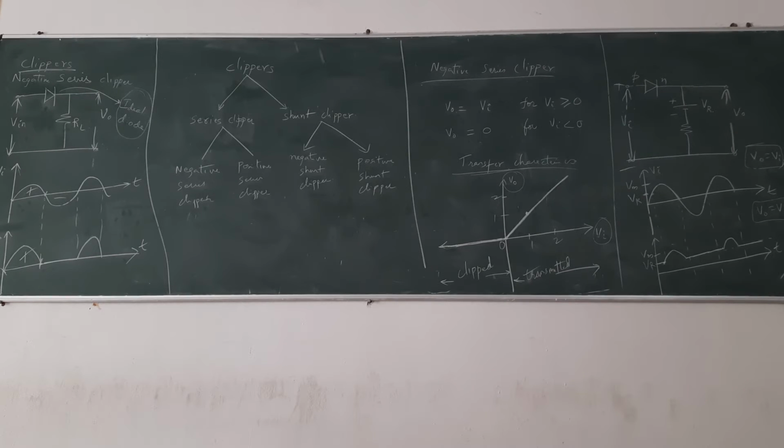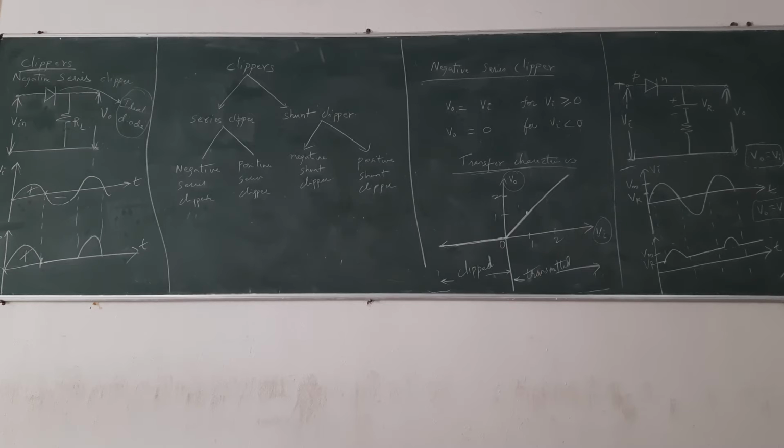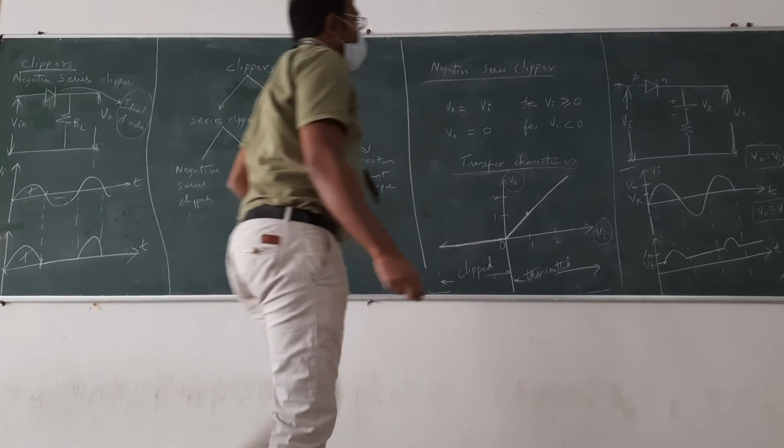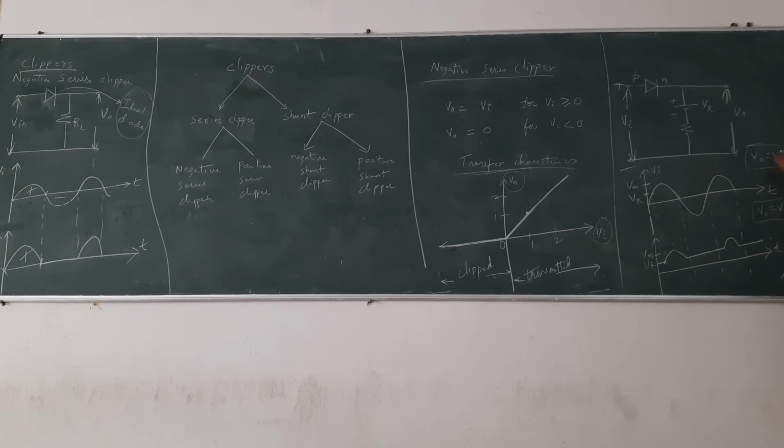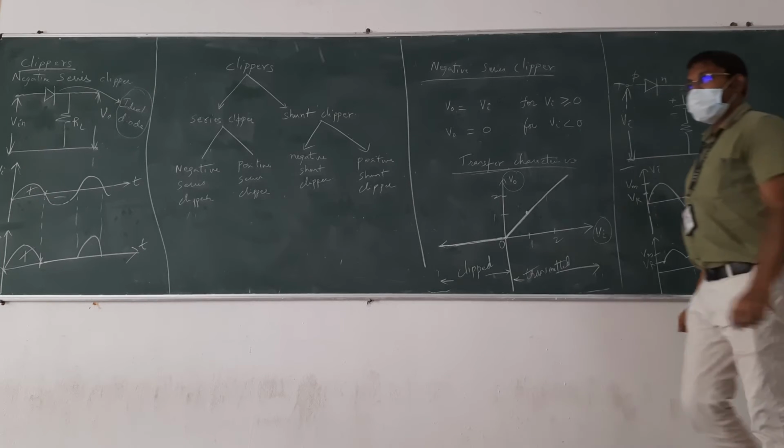Any doubt? Don't hesitate to ask me. Okay? See here, you write like this. V naught is equal to Vi for Vi greater than or equal to Vr. I didn't have place, so I didn't write. V naught is equal to Vr for Vi less than Vr. Okay.